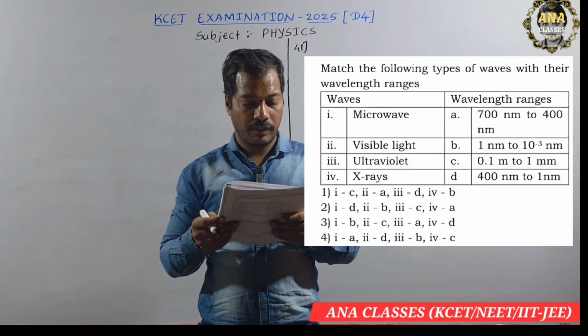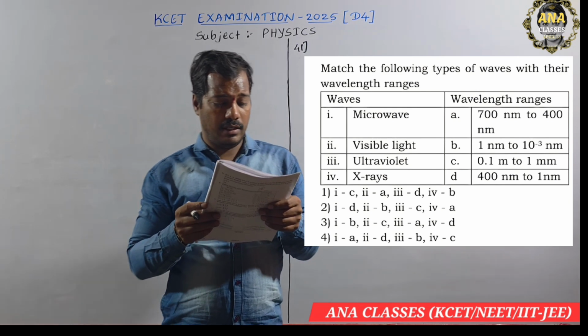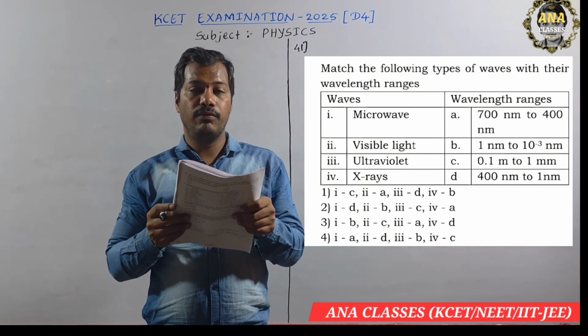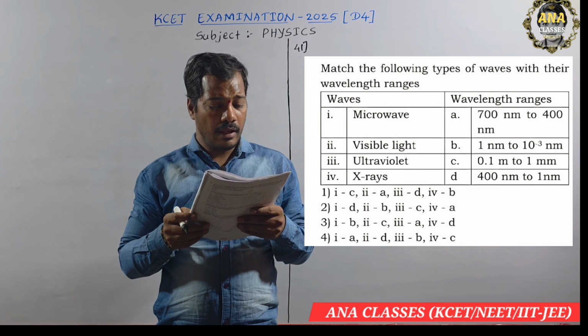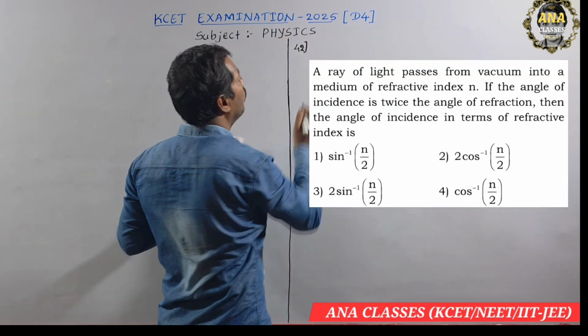Question number 41, match the following type of the waves with their wavelength. 1C, 2A, 3D and 4B is the answer here. And next, question number 42, let us go to it.